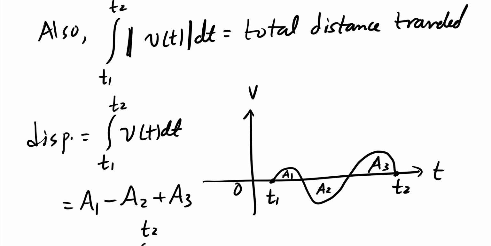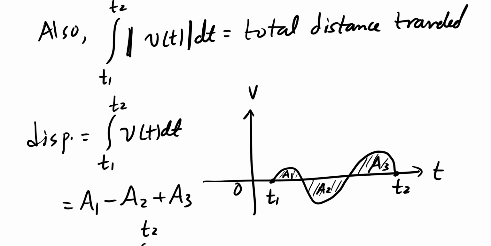And we got the curve here, the curve for v. So this is the v of t curve, and from t1 to t2. If I want to find the displacement, it's going to be area 1 or a1 minus a2 because it's below the x-axis, and then plus area 3 because it's above the x-axis.